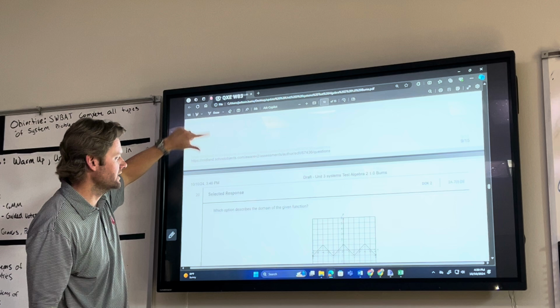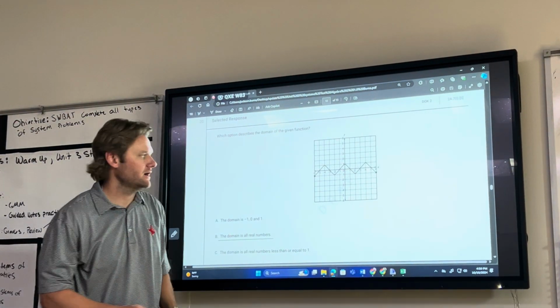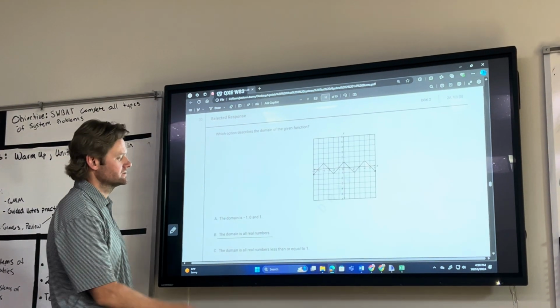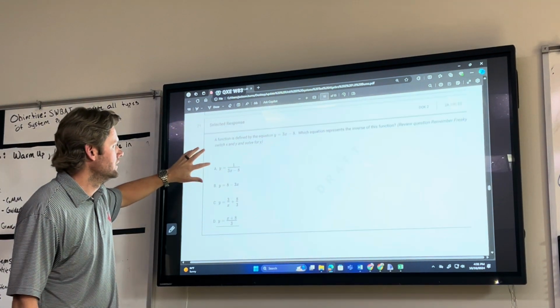You just get the equation on that one. All right, domain of this function, right? These are arrows here. It is all real numbers. It continues on forever to infinity there.